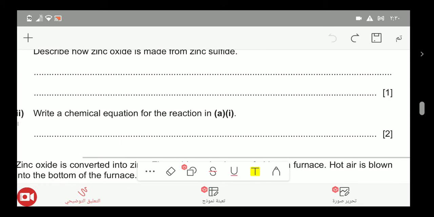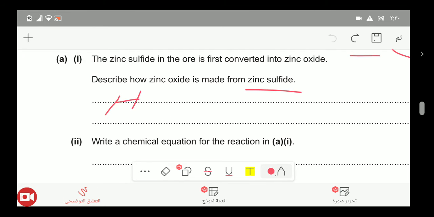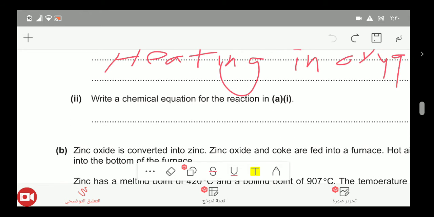How many marks do we have here? Only 1 mark. So we can obtain zinc oxide from zinc sulfide by heating in oxygen. Heating in oxygen.